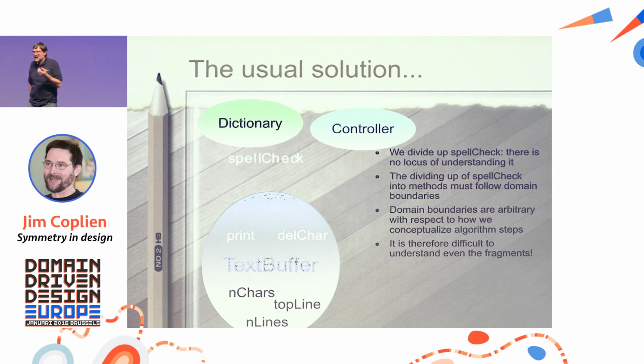And maybe I can spell check a selection. So now I'm going to do responsibility-driven design based on my domain analysis. It gave me a text buffer and a dictionary and a controller, and I'm going to implement spell check. Where does it end up? Well, of course, here.